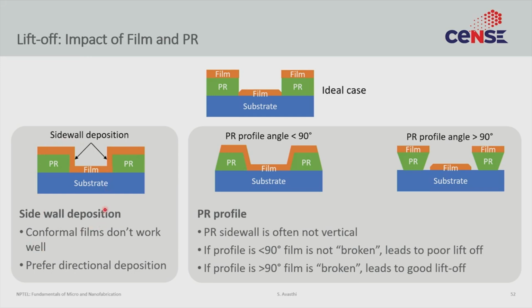So often we prefer depositions which are directional. We don't prefer depositions that are conformal. So prefer evaporation over sputtering. Second thing is you may remember from the photoresist lectures, the lithography lectures, that photoresist profiles are not exactly 90 degrees, right? They depend on so many other factors. So you can get profiles that look like this, you can get profiles that look like this, and these two profiles would get you very different looking metal films, and that has an impact on how lift-off happens. So you have to be careful.